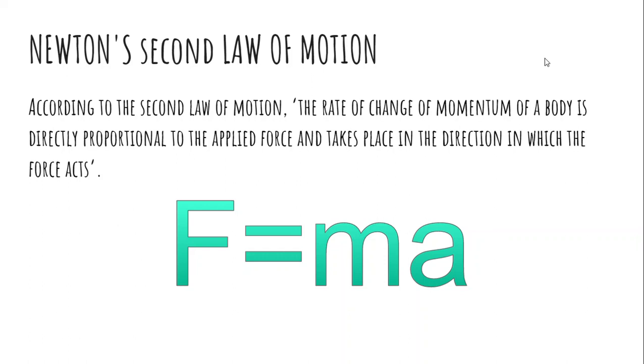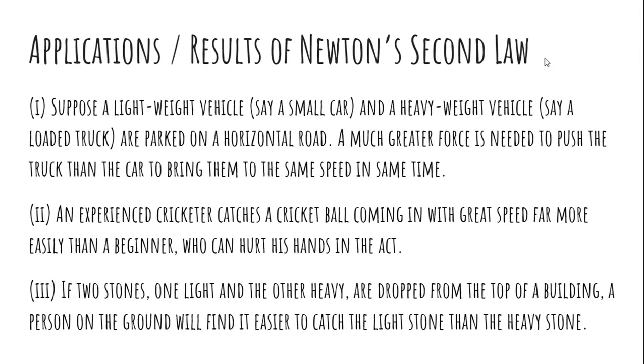According to the second law of motion, the rate of change of momentum of a body is directly proportional to the applied force and takes place in the direction in which the force acts. Now this is basically a very complicated way of saying F equals ma, where F is the force, m is mass, and a is acceleration. So force equals mass into acceleration, and this is very important because it comes everywhere, literally. Not in real life though.